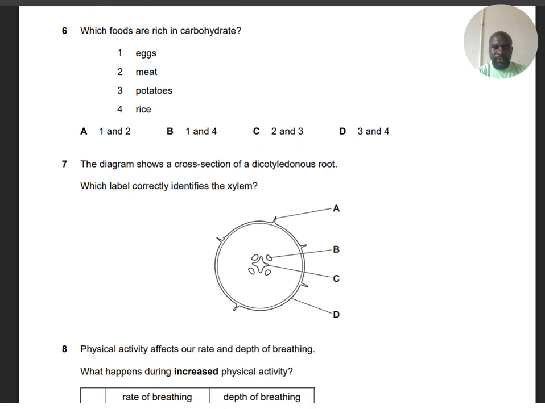Number 7, the diagram shows a cross-section of a dicotyledonous root. Which label correctly identifies the xylem? From this part, A is the root. Then, C is the xylem, and B is the phloem.